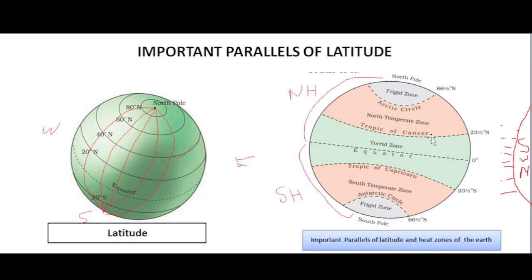Areas lying between the Arctic Circle and the North Pole in the northern hemisphere and the Antarctic Circle and the South Pole in the southern hemisphere are very cold. It is because the sun does not rise much above the horizon, so its rays are always very slanting. These are therefore called the frigid zone. This is the Antarctic Circle, this is the frigid zone, and this is the Arctic Circle, the frigid zone in the northern hemisphere.